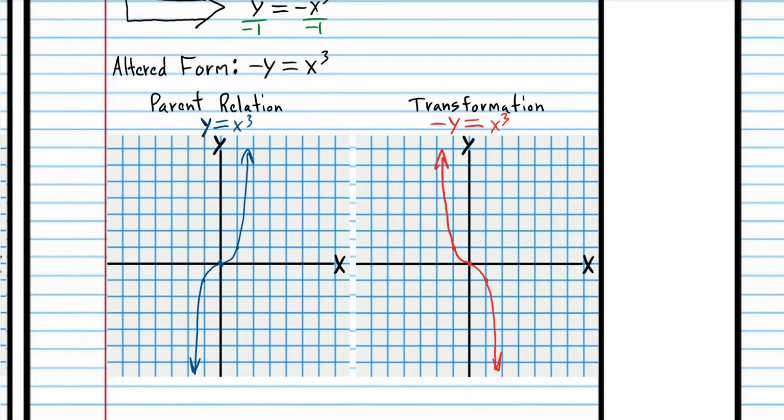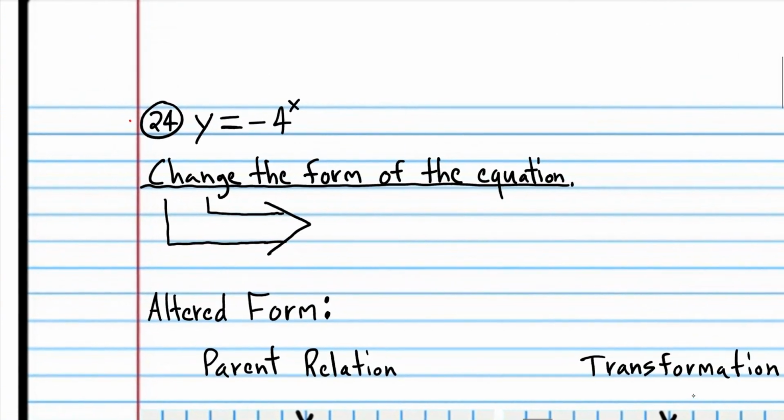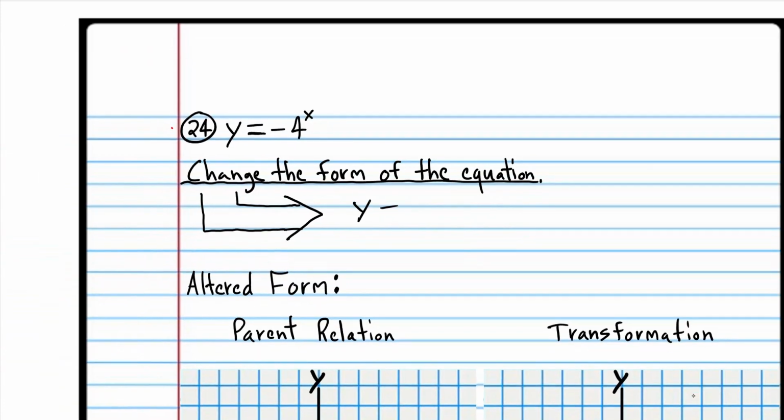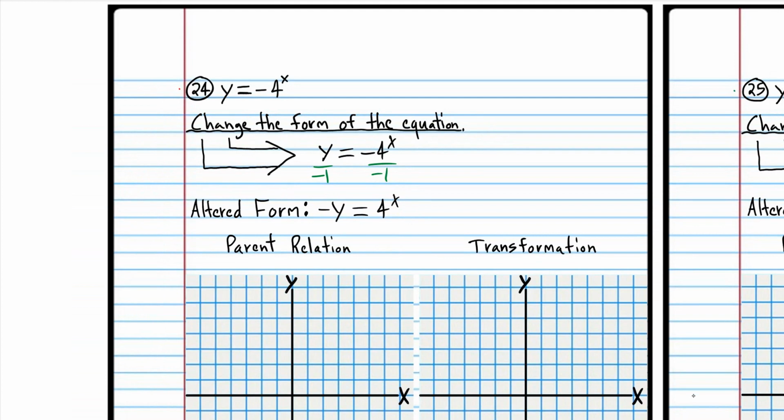Alright, so if you got that one right, good job. Let's go on to number 24. Here's another situation where you really have to be careful. What this means is y is equal to negative 1 times 4 to the x. You can use parentheses on one or the other. But in order to put that negative 1 on the other side of the equation, we have to divide both sides of the equation by negative 1. So we have negative y is equal to 4 to the x, and now we can see that all we're doing is just reflecting across the x-axis.